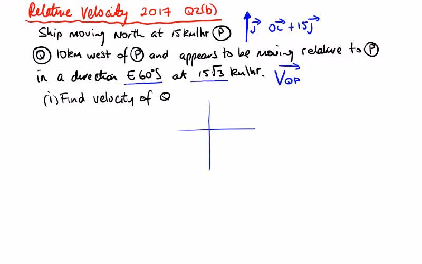It's going east 60 degrees south. So east 60 degrees south. Let me just straighten that line up a bit. East 60 degrees south, so 60 in here. This is my I, and this is my J. So find the velocity of Q. Well, we're being given the velocity of Q relative to P here. It's 15√3 in the I direction. Now I is adjacent to the 60, so it's cos.